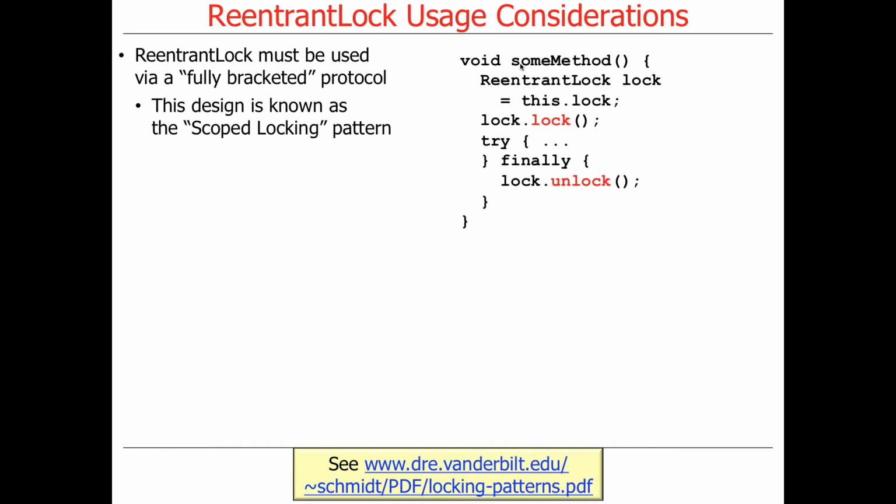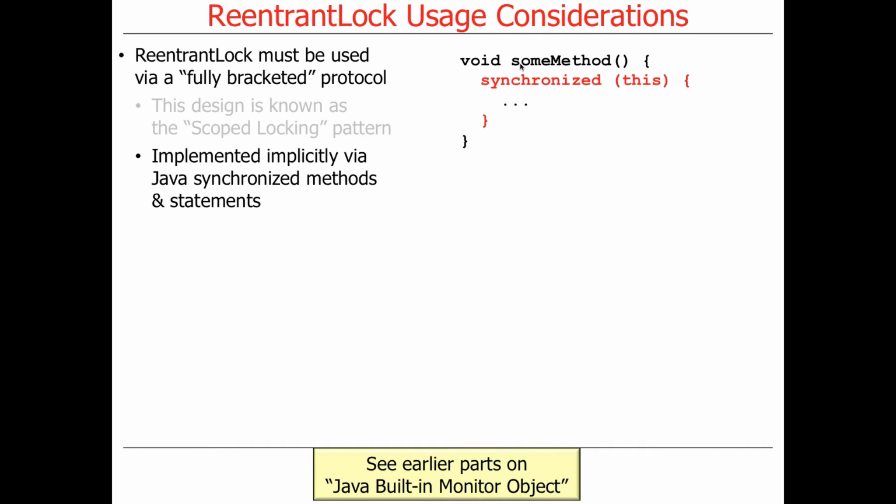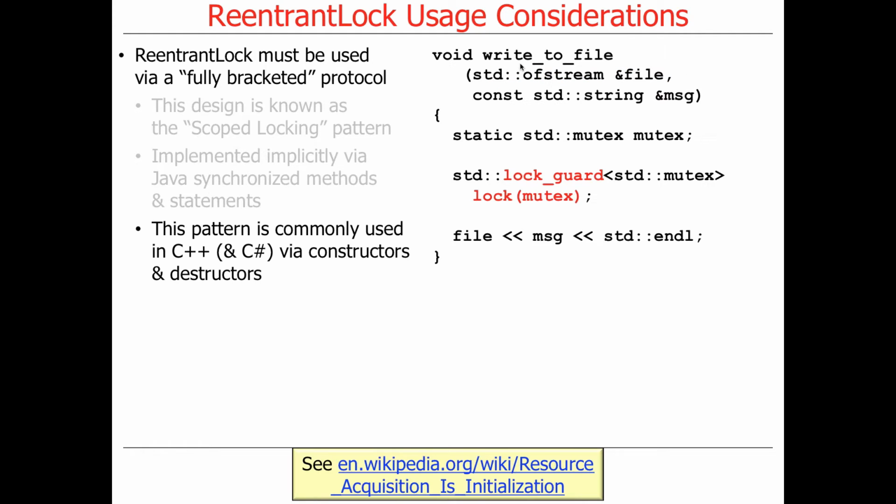This design, the way you do this kind of thing, is known as the scoped locking pattern. You can read about that here. And in Java, this is implemented by synchronized methods and statements. So you can see when the open curly brace is hit here, that will go ahead and acquire the monitor lock. And then when the closed curly brace is hit, that releases the monitor lock.